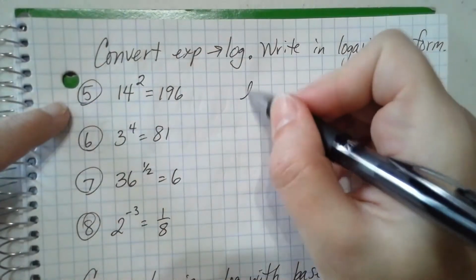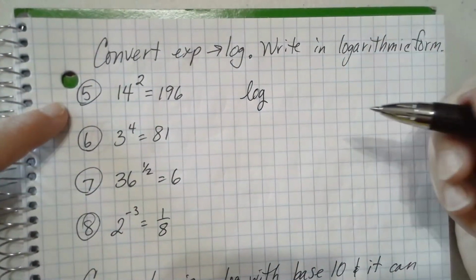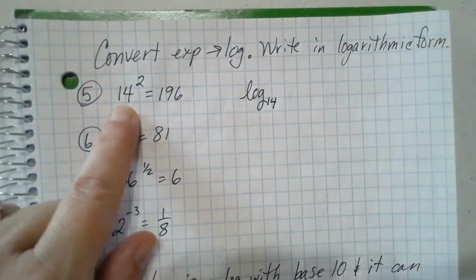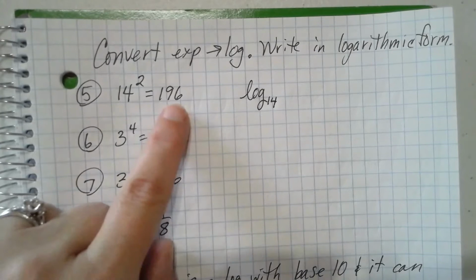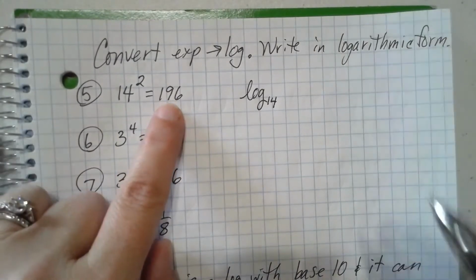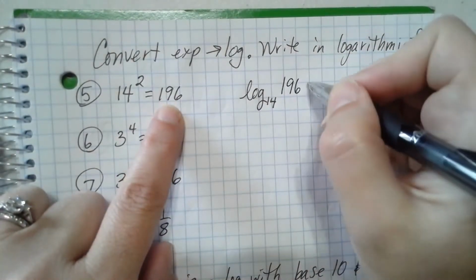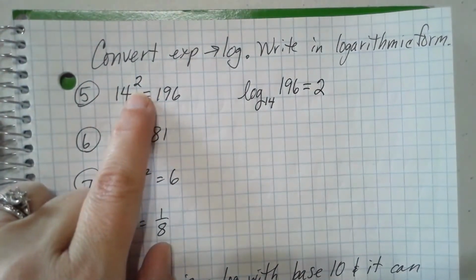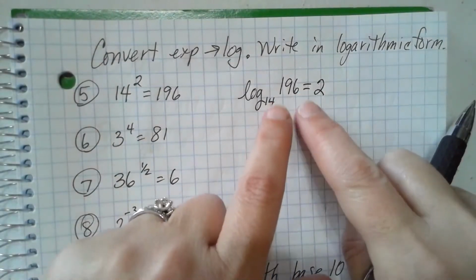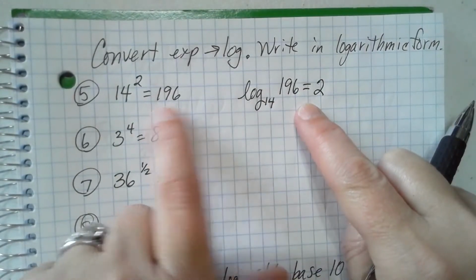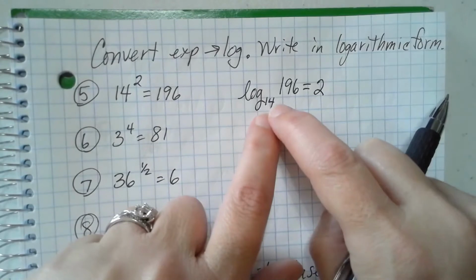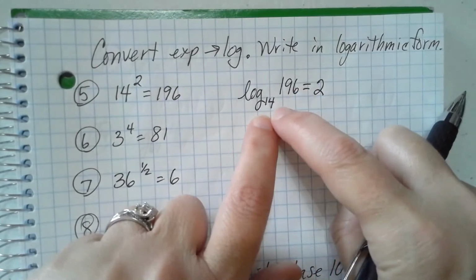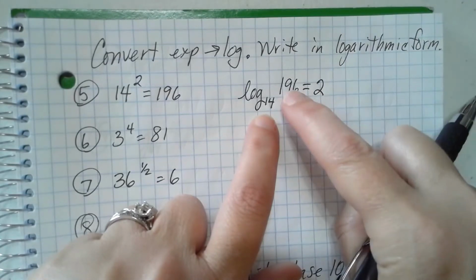Okay. All right, so we're going to start with log of our base. The base is this number, the 14, of A is over here, 196, is going to equal whatever our exponent is. Okay, so the way I check it, because I think it's easier to go from this form to this form, from exponential into log, so it's 14 to the second power equals 196. 14 to the second power equals 196.